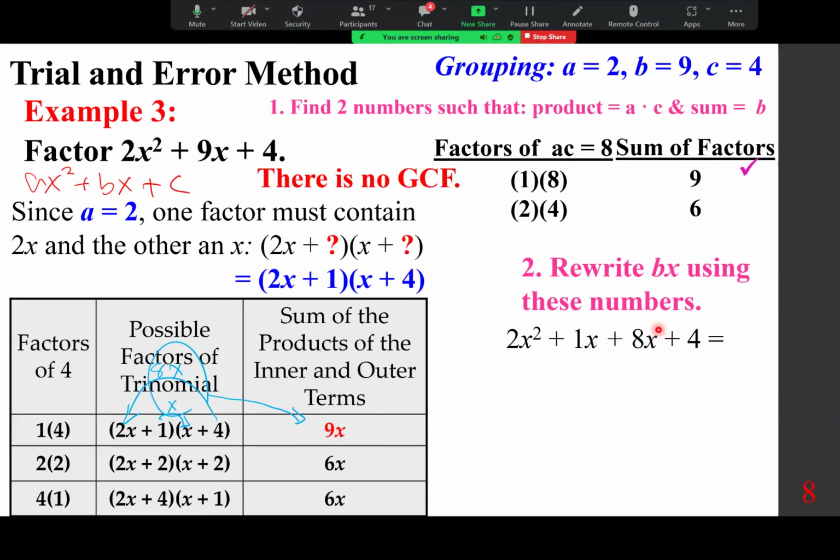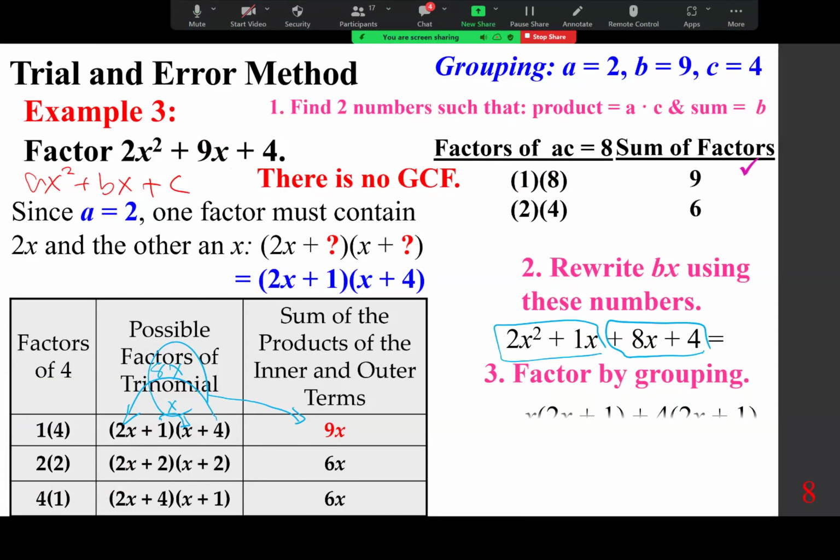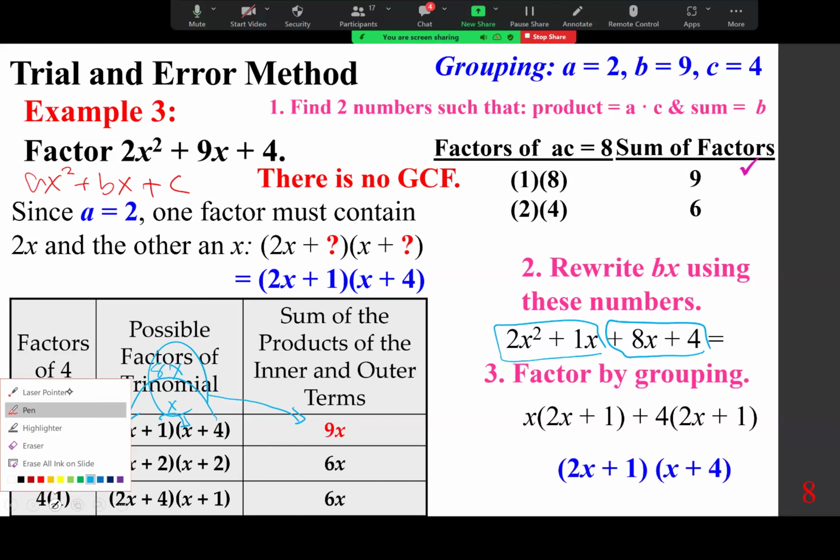And now you do factor by grouping, which means put these two together. You take the x out, x times 2x plus 1. You put these two together, 4 times 2x plus 1. So the next step is factor by grouping. So 2x plus 1 is in common, times x plus 4. And that's exactly what we got here. So many times you can do it by trial and error. If not, you can do it by grouping.